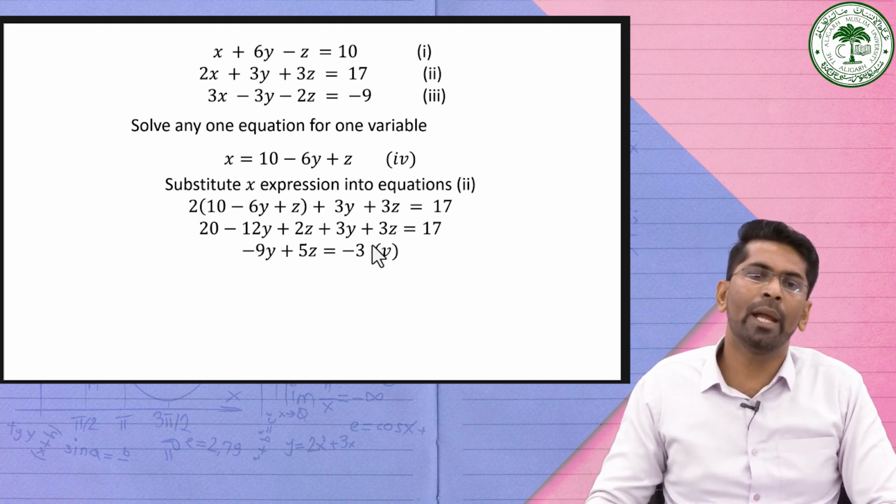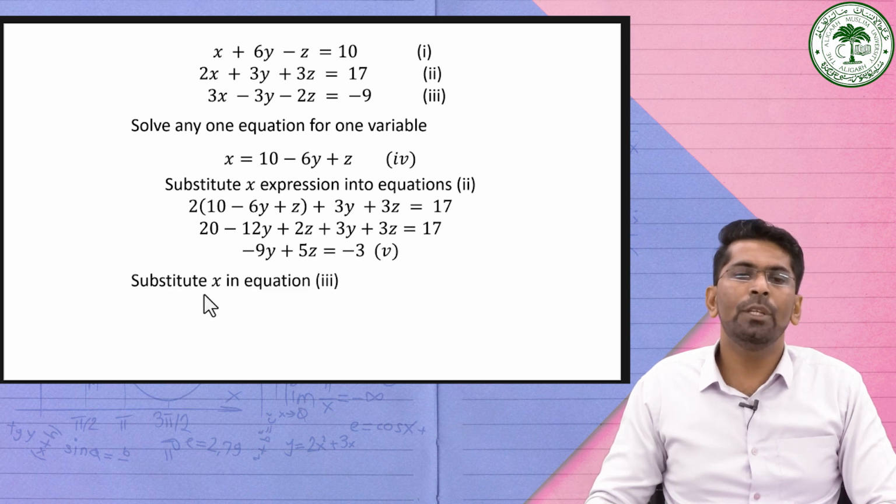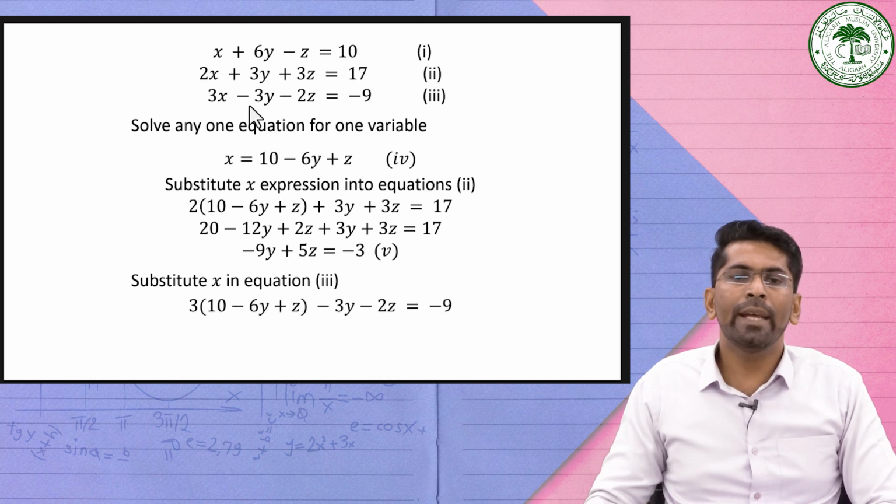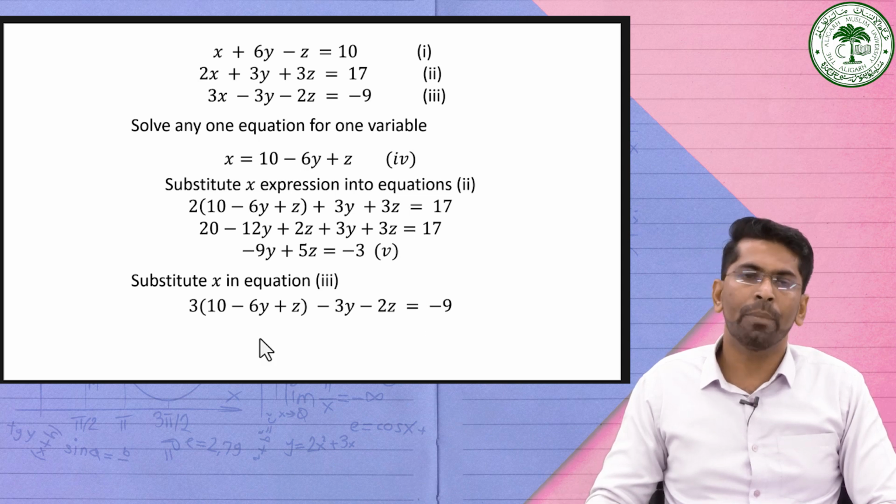In a similar way, we are also going to substitute the value of x equal to 10 minus 6y plus z in equation number 3 as well. So equation number 3 is 3x minus 3y minus 2z is equal to minus 9. So I am substituting, instead of x, 3 into 10 minus 6y plus z, minus 3y minus 2z, which is equal to minus 9.